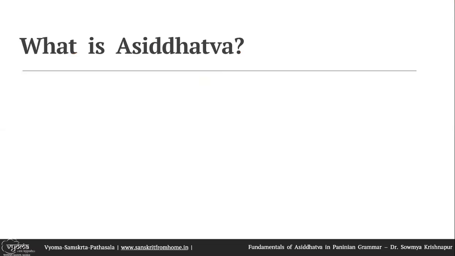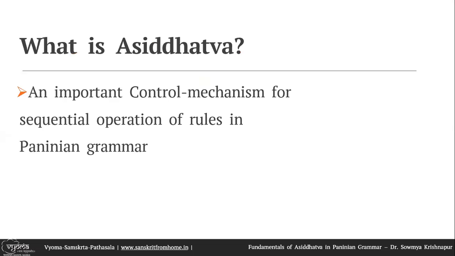So the first question which comes is, what is Asiddhatva? Asiddha is a term which is used quite frequently in Paninian Vyakarana. There is no correct translation of the term because it is a technical term, the jargon of Vyakarana. To define it simply, it is an important control mechanism for the sequential operation of rules in Vyakarana.